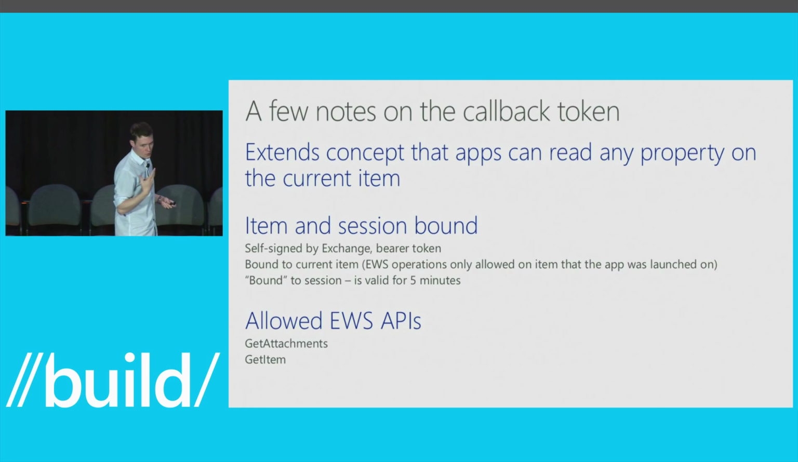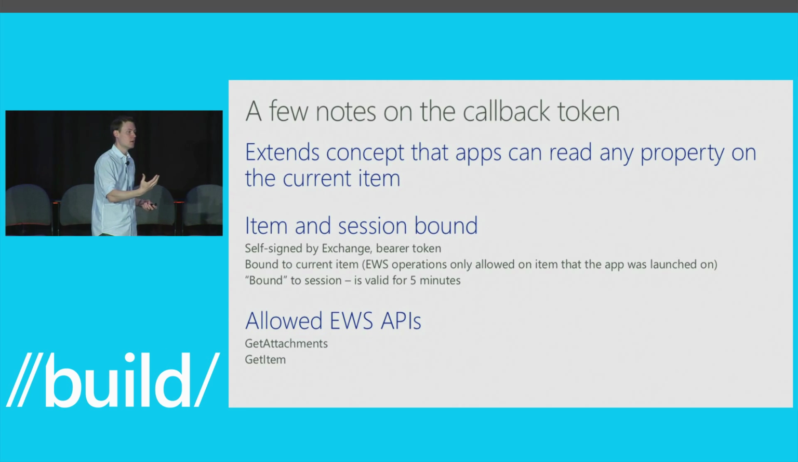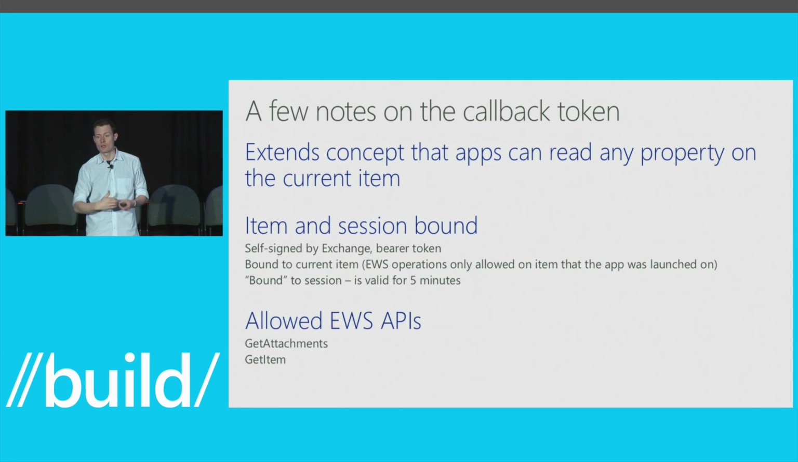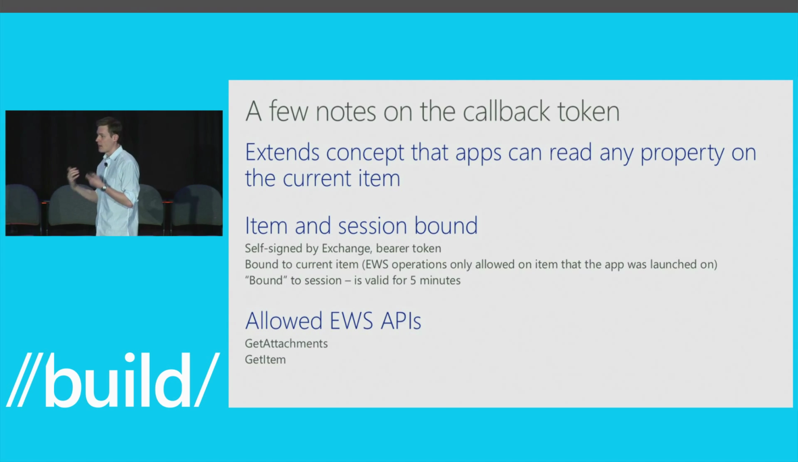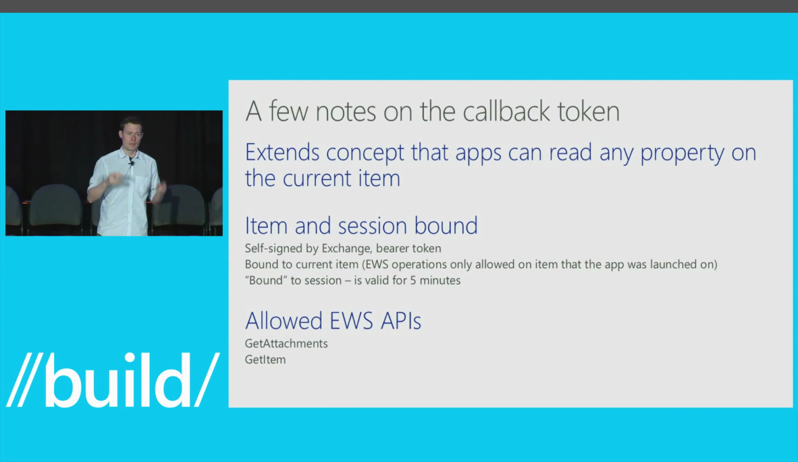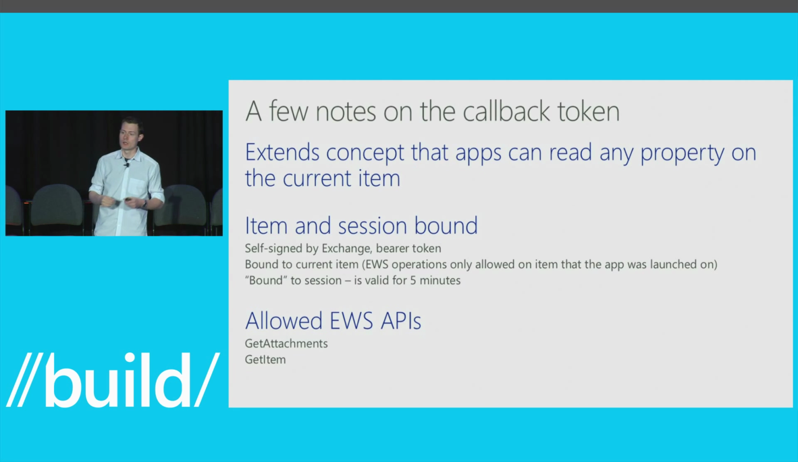More on the token: because it's supposed to allow an app to read any property on the item, it is bound to that item. You cannot call get attachment, you can't call get item, or access the body of any other item. You can only access the body of the item that the app was opened on. Again, the point was, while the app is open, the app can access attachments or the body. So we've made the token valid for only 5 minutes, and this is to simulate the session-bound concept.